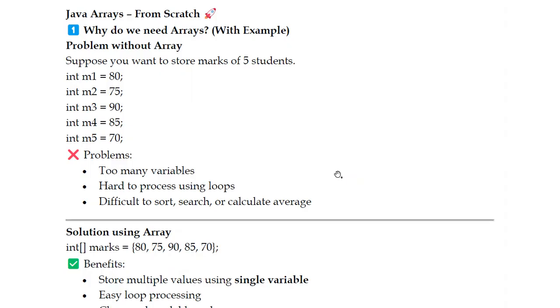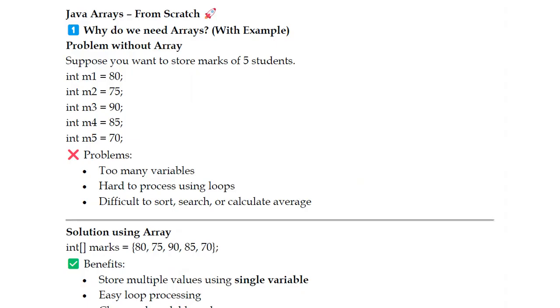Before getting to the array concept, we should know why we need arrays in Java programming. We'll discuss with an example: the problem with and without arrays. Suppose you want to store marks of 5 students. What will you do? You'll simply declare 5 variables, int m1, m2, m3 till m5, and initialize the values like this. No issues in that. If the number of students is small, you can go with normal variables itself. No issues.